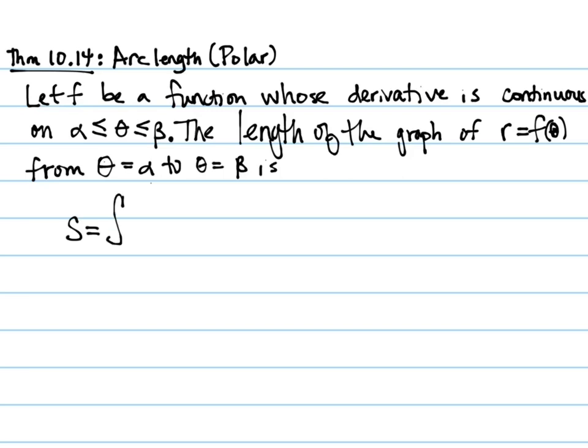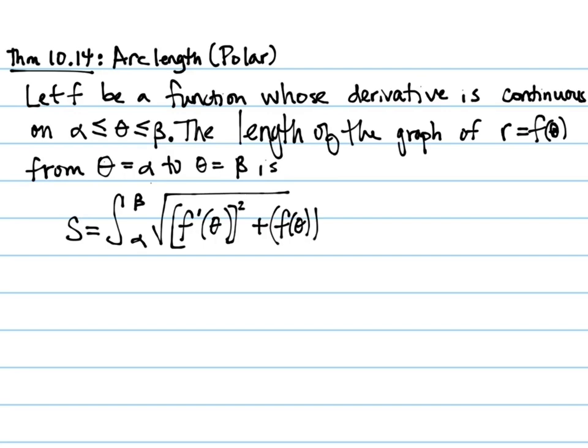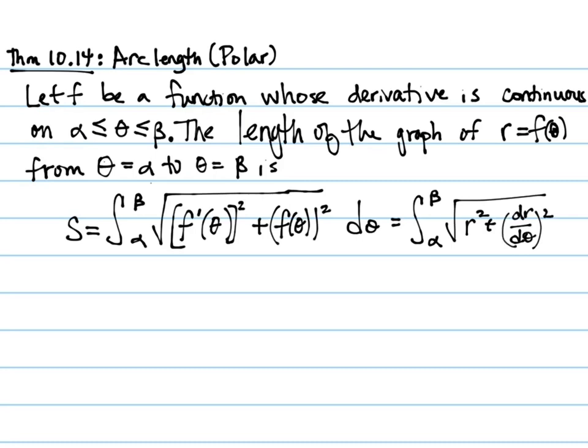s equals the integral from alpha to beta of the square root of the derivative of f squared plus f of theta squared. Or if you prefer to write it in terms of the r's that we had, you can think of it as being written as r squared plus dr d theta squared d theta.